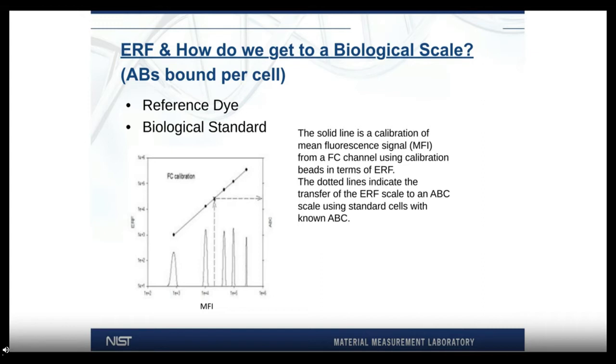One thing I wanted to emphasize here is that once we have ERF values for calibration beads, we've put those fluorescence intensities onto an absolute scale, but it's an absolute fluorescence intensity scale. It is not an absolute biological scale. So to put the ERF scale onto an absolute biological scale, say antibodies bound per cell, we still need at least one biological standard, which is shown here. We're using one biological standard to put ERF, shown on the left axis, to ABC on the right axis.